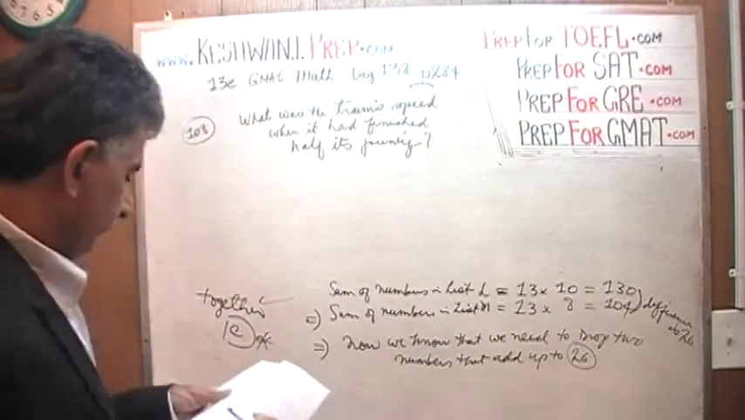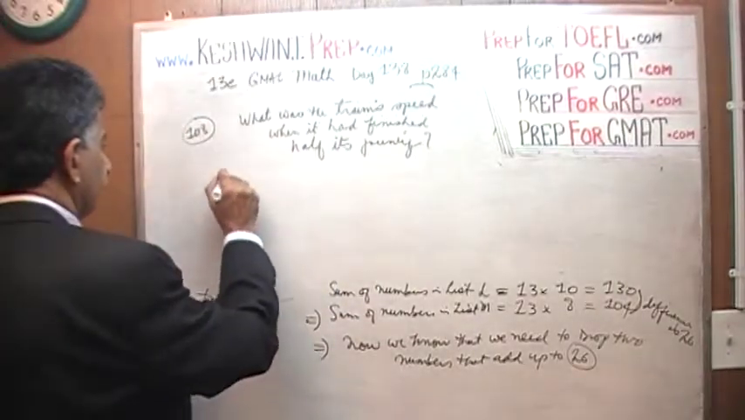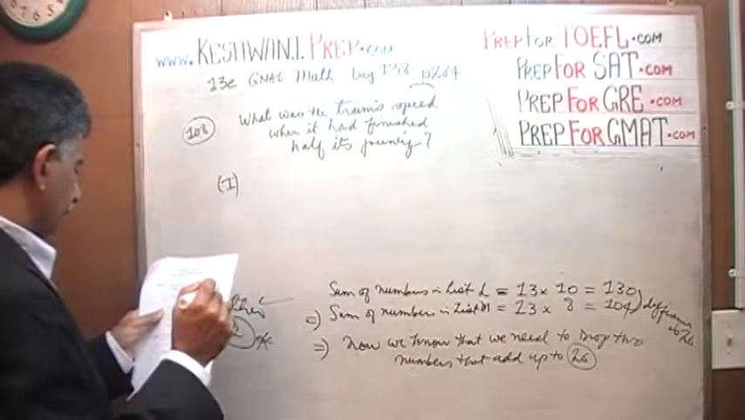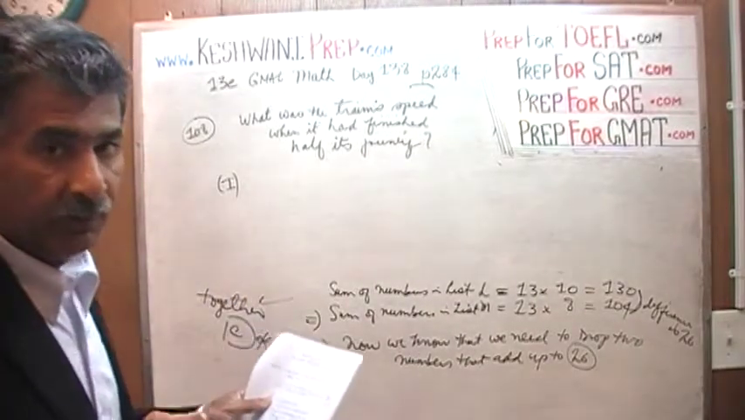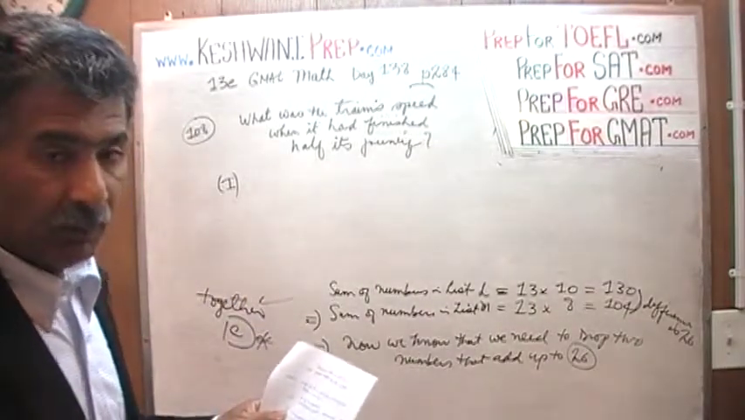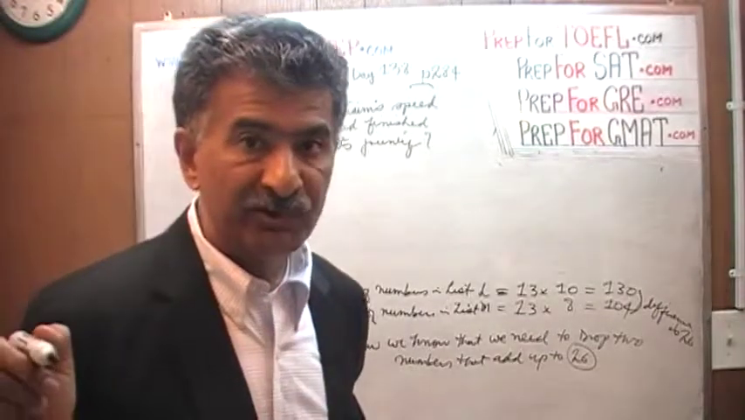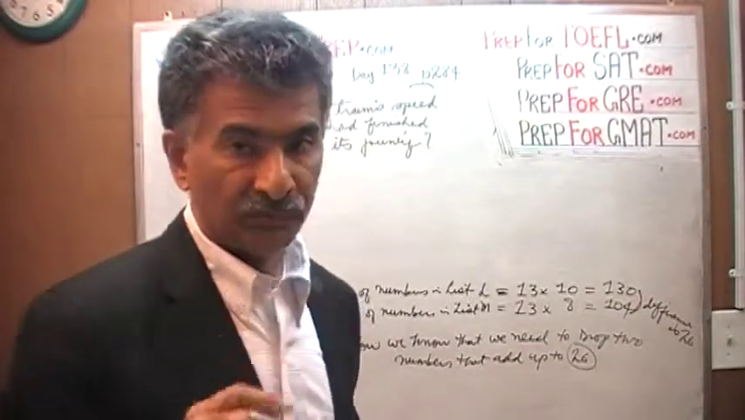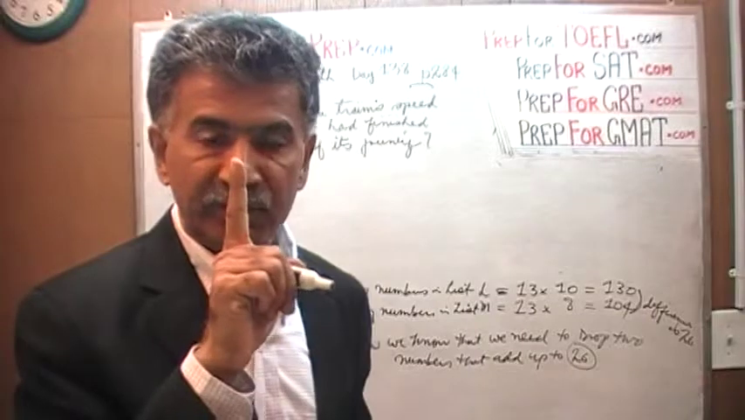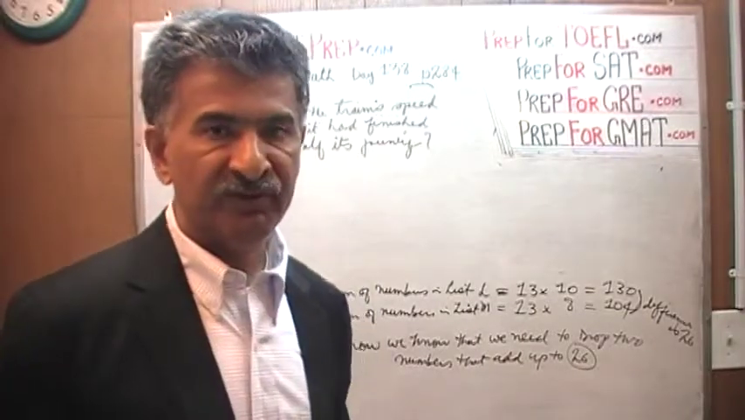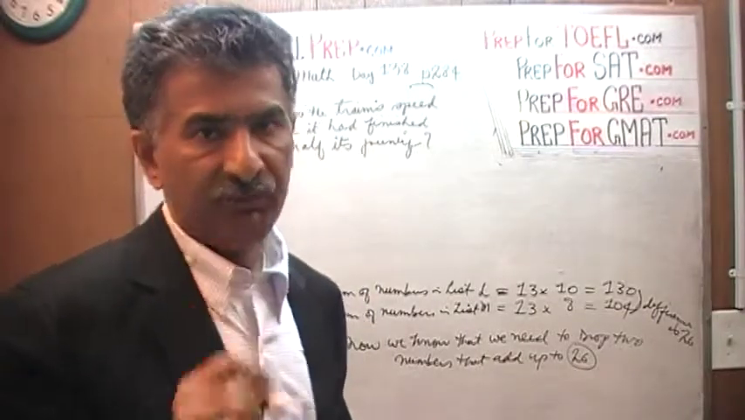Let's find out what they tell us. They're not even looking for the average speed at that point. They're not asking what the average speed was over half the journey. They're looking for the precise speed at that point. What was the precise speed when the train finished half its journey?